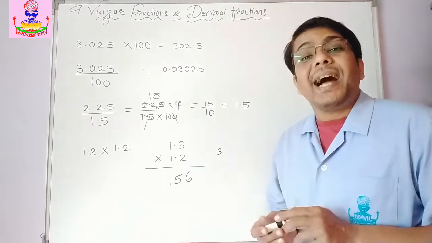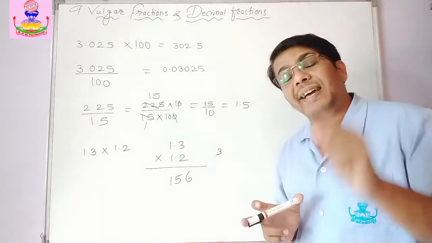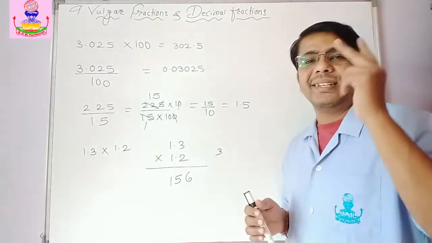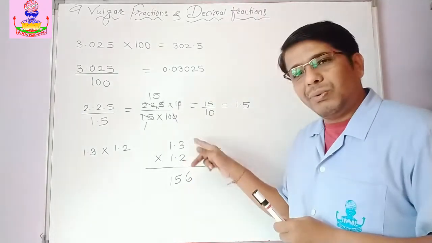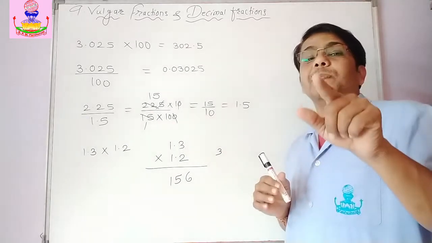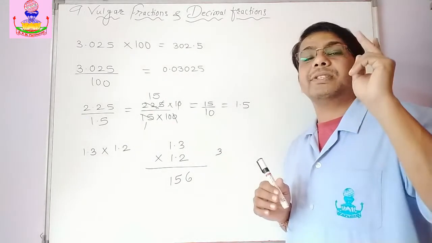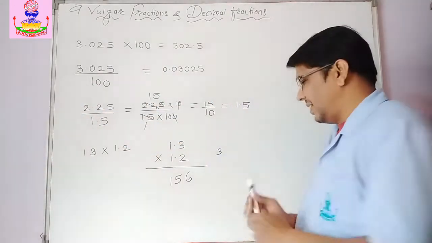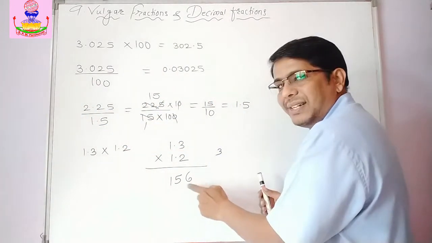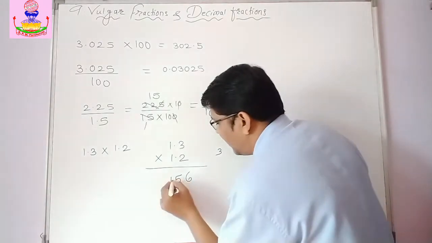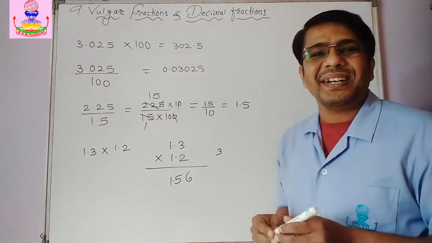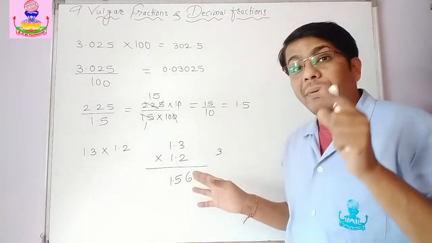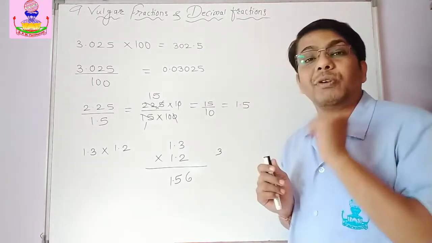Now, count how many digits are there after the decimal point. So this is 1 and this is 2. Total 2. So the decimal point should be placed after 2 digits from the right-hand side towards the left-hand side. Okay, so it will be 1.56. Do you get it? In this way, while you are multiplying, don't forget that.